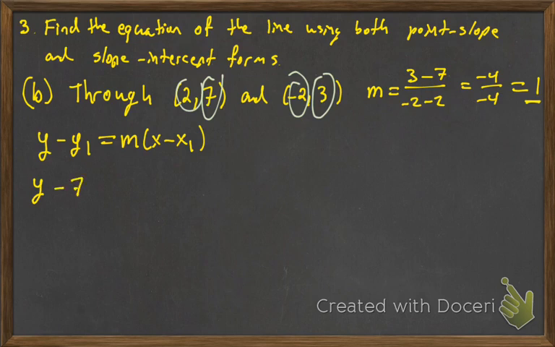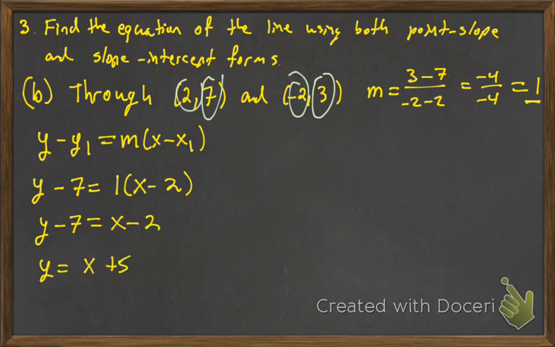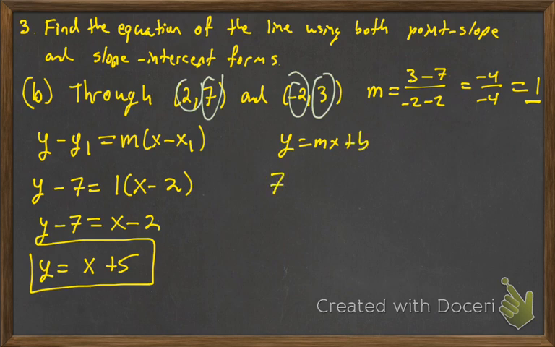So y minus 7 is equal to 1 times x minus 2. So y minus 7 is equal to x minus 2. Add 7 to both sides. And so y is equal to x plus 5. If we're doing y equals mx plus b, you're going to replace the x and y with 2 and 7. So 7 is equal to 1 times 2 plus b. Subtract 2 from both sides. Get your b, and we end up having the same equation.